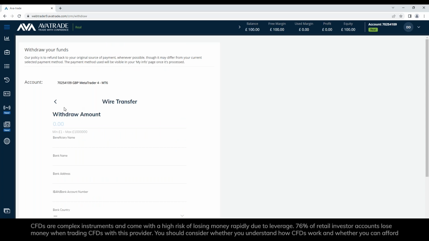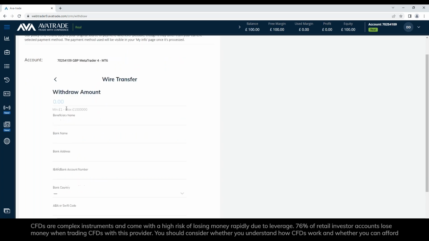Of course, I could just as much choose the card if I deposited with a card. But since we haven't, the wire transfer could be the best option. I'm just going to put here 50 quid, not 100. Of course, I can put more. There you go. Please enter a payout. See, I'm going to put 50 quid.